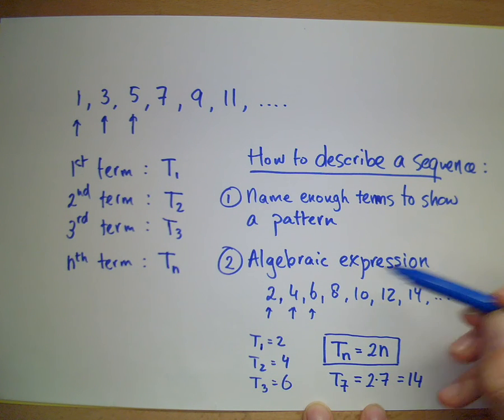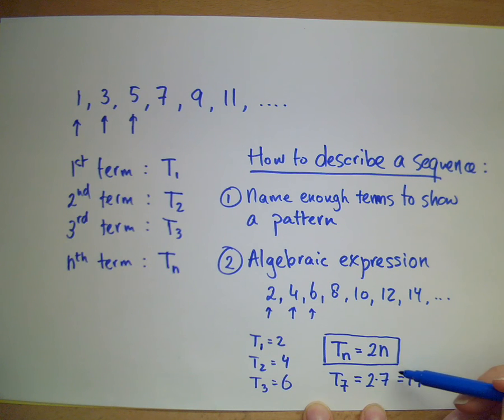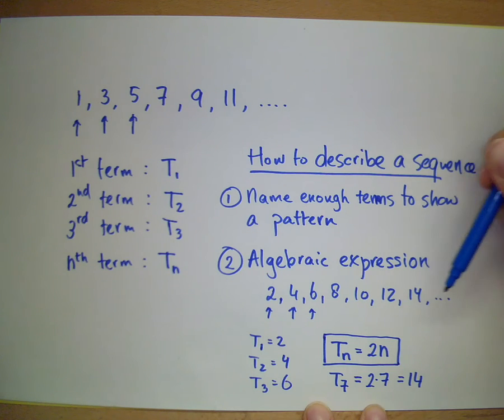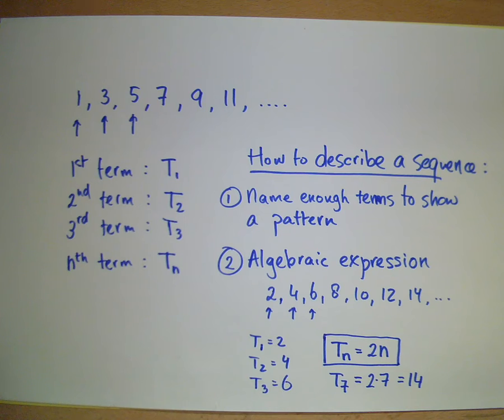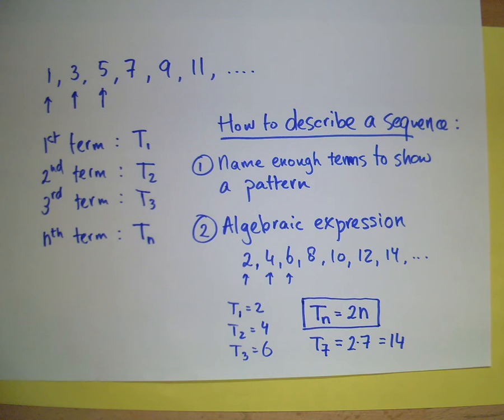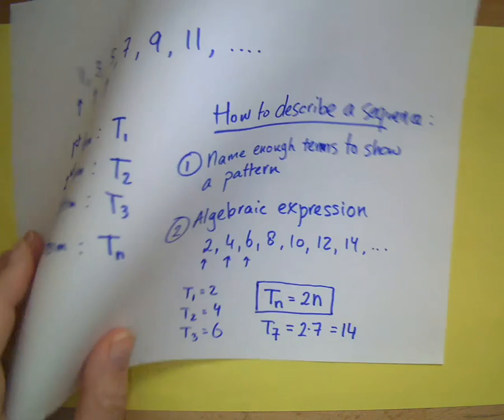So using an algebraic expression to describe a sequence gives you the opportunity to find any term in the sequence, however high this number is. We could now find the 250th term. Just plug 250 in here and find its value. We don't have to keep adding 2 until we've done that 250 times to find the value, right? So that's very helpful, an algebraic expression to describe a sequence. Okay.